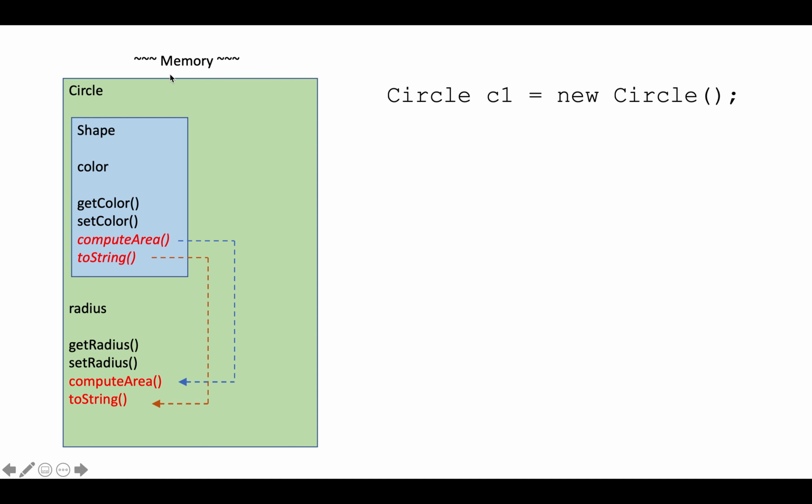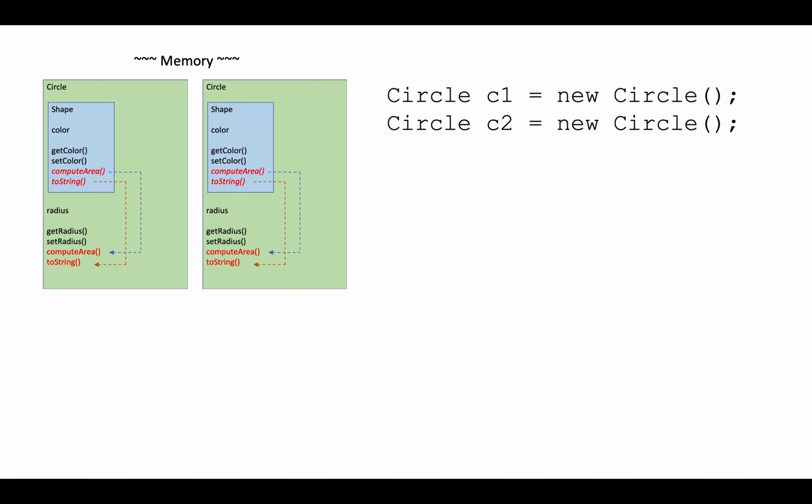So in this instance where I have this circle object, I'm always going to call the circle version of computeArea. Okay, and we'll see that in a second when we start talking about casting. And it's the same thing with the toString method. Even though there's a toString method defined in Shape, because I overrode it in Circle, now when I call toString, I'm always going to use the circle version of that, okay? And so again, we'll see that at work in just a second.